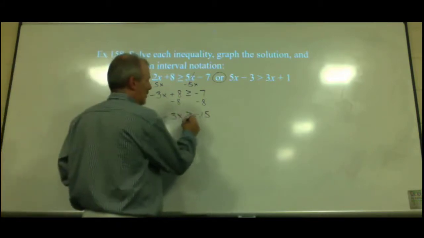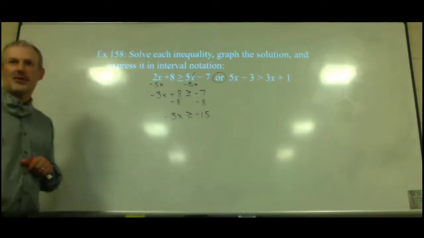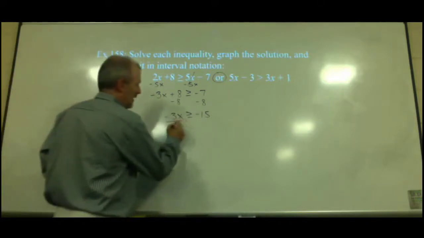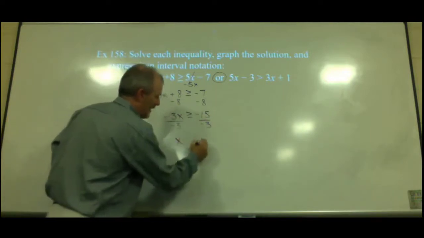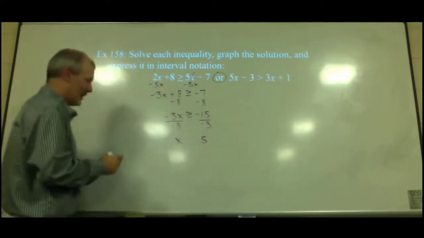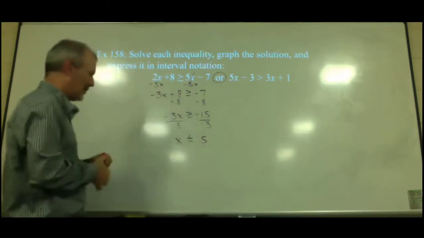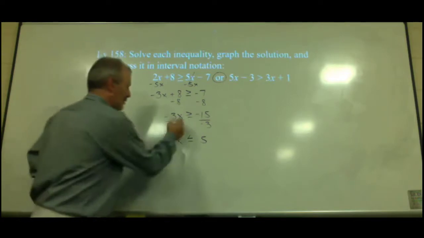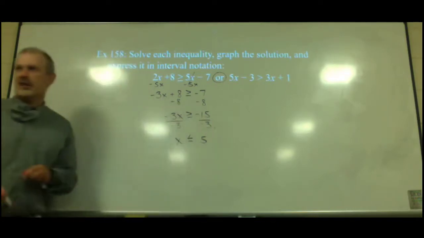So greater than or equal to. And then we've got one more step to get this x by itself. What do we do? Divide by -3. So now we have x and we have a 5. And do we have to switch the sign? Yes. Less than or equal to. And the reason for that is we divided by a negative number on both sides of our inequality.